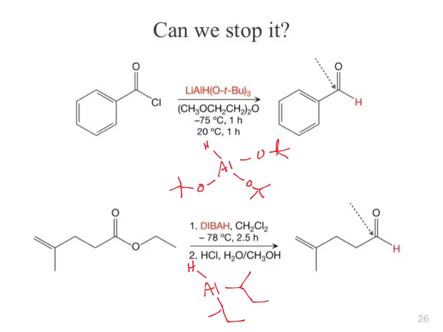Diisobutyl aluminum hydride. So we have our isobutyl groups and our aluminum hydride. Those isobutyl groups, again, help sterically interfere a little bit. It will also run at lower temperatures. We do have an issue because our ester is less reactive than our aldehyde.